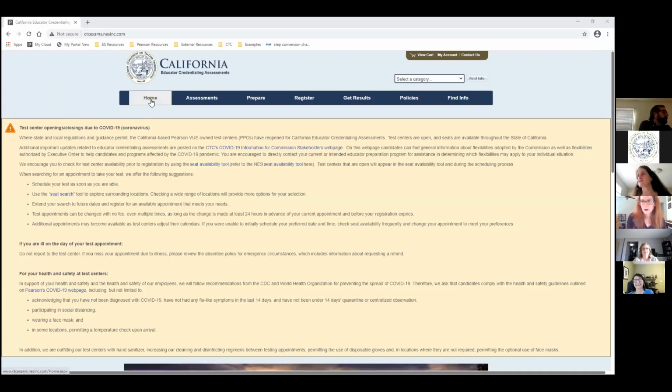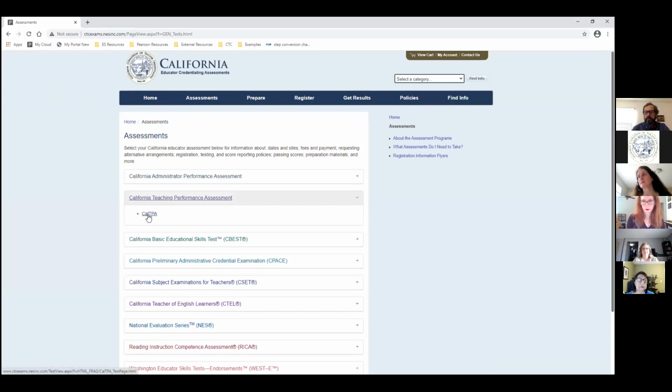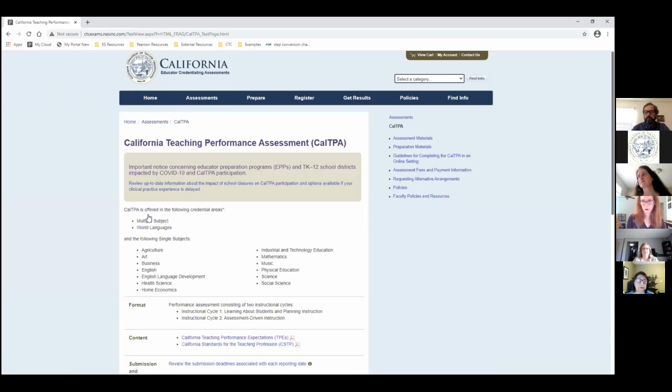I'm going to take us, this is the home page. Hopefully people are familiar with navigating to the TPA website, the TPA homepage. Select CalTPA. And this is the home landing page for CalTPA. In the right-hand nav bar is the faculty policies and resources link. So we'll click on that.